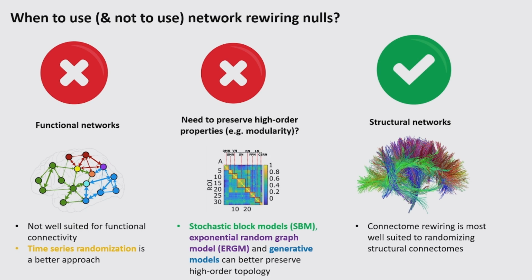If you're wanting to preserve high order properties of the network, such as modularity, for example, rewiring algorithms are also probably not the right way to go. They can't preserve high order properties, and so you'd be better off using a generative model, such as a stochastic block model or an ERGM type model. So when a rewiring algorithm is most suited is for a structural network, and when you're only wanting to preserve basic topological properties or perhaps some basic geometric properties of the network. That's when a rewiring algorithm is most suited for your purpose.